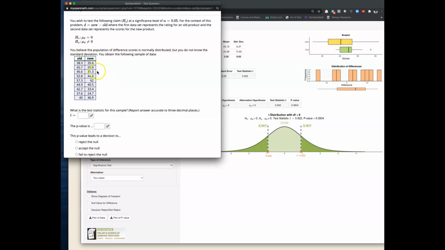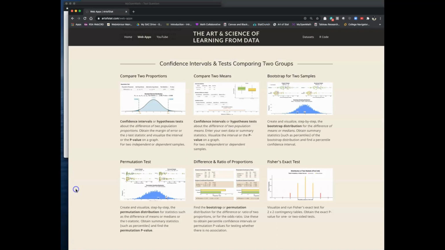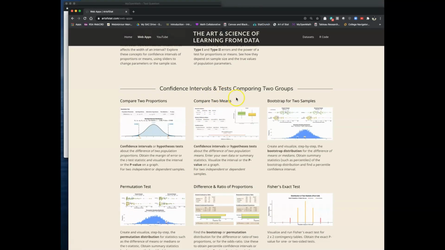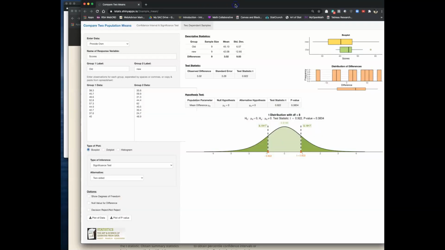What it does is it finds the differences between old and new and then looks at the average of the differences. And so to do that with technology, we would use StatKey. You would go to comparing two means, confidence intervals and tests. You'd compare two means. This is done for independent and dependent. So a paired test is for a dependent situation.